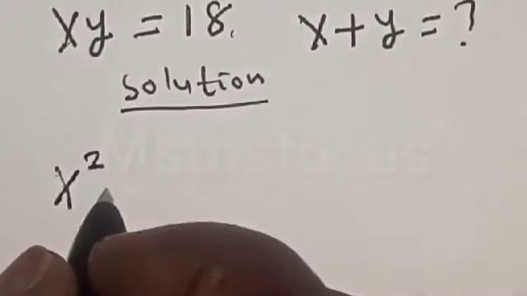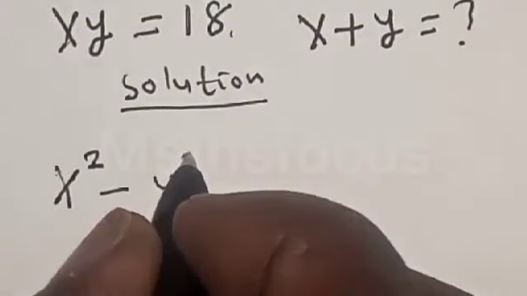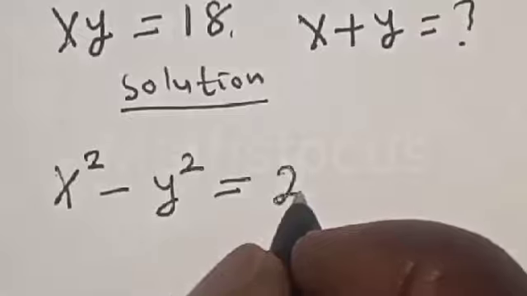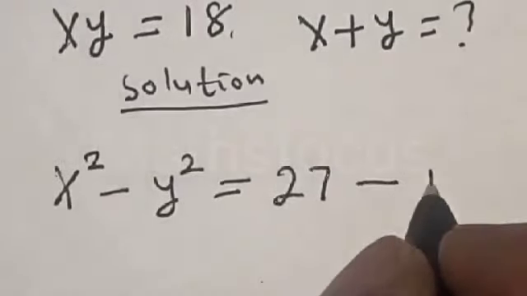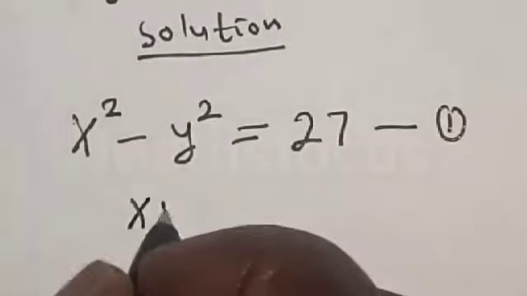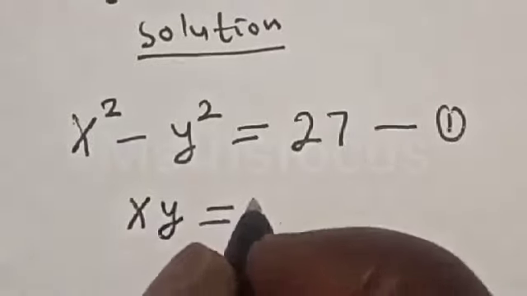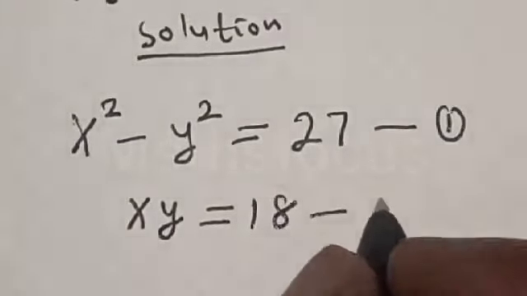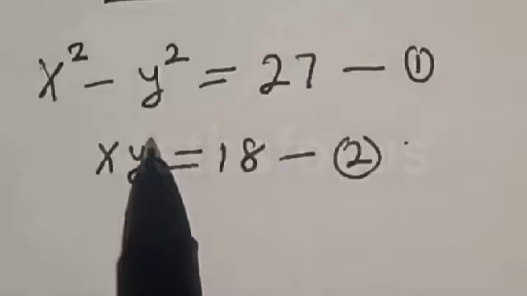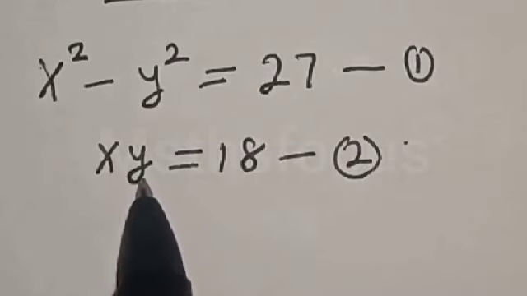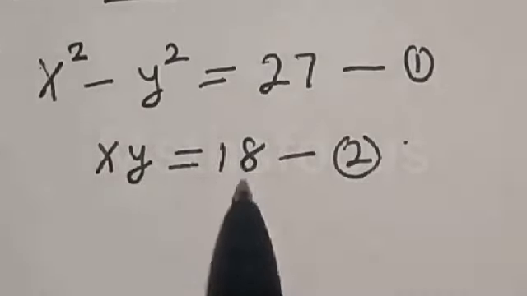x squared minus y squared is equal to 27. Let's call this equation 1. xy is equal to 18. Let's call this equation 2. From equation 2, let's make y the subject of the formula.